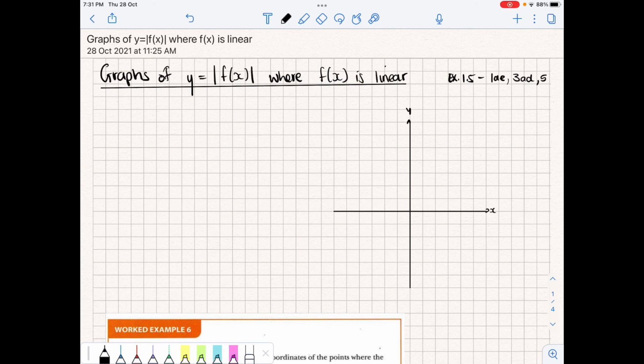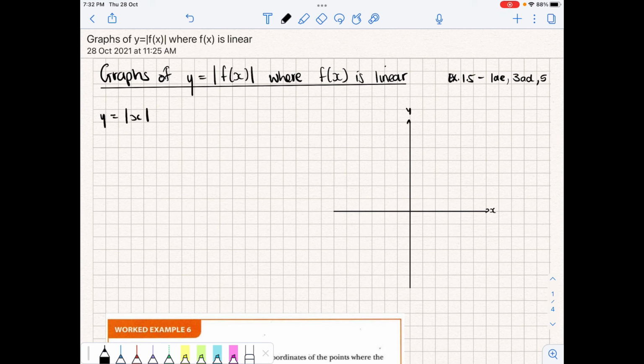Okay, so today we're going to look at the graphs of y equal to the modulus of a function, and we're going to look where the function is linear. In other words, it's a straight line function. So we'll start off with the simplest of these functions. Let's consider the function y equal to the modulus of x.